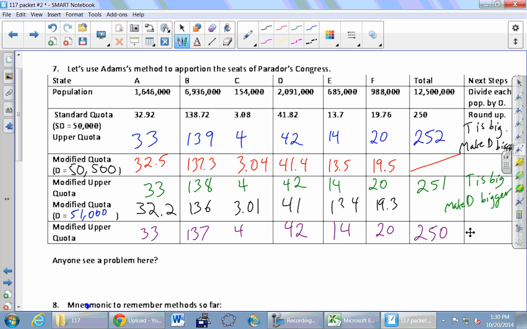So on the test, it's going to have something like this. It's going to say, okay, you do your basic standard quota thing here, and then it's going to say one of these two modified divisors, and I'm going to give you two different numbers. Like I'm going to give you 50,500, and I'm going to give you 49,000. I'm going to say one of these two numbers is a possibility. One of these two numbers is at least headed in the right direction. For Adams' method, which one heads in the right direction? It's the one that's bigger. And so it's just going to say pick the one of these two that's bigger.